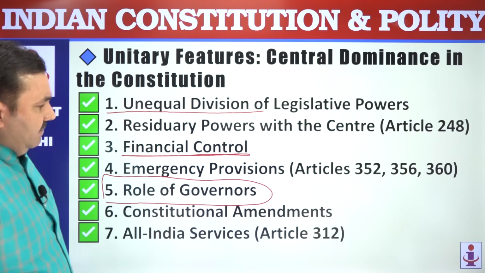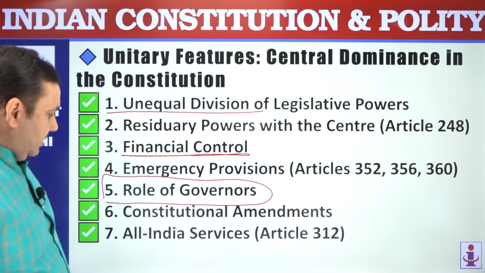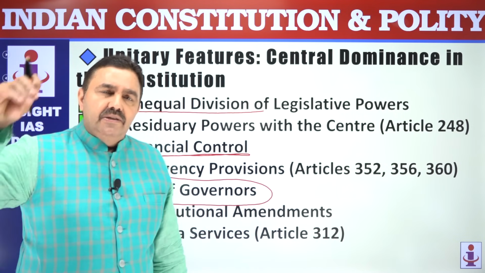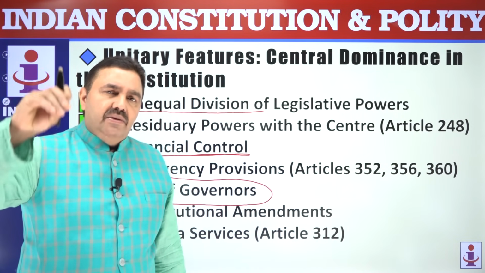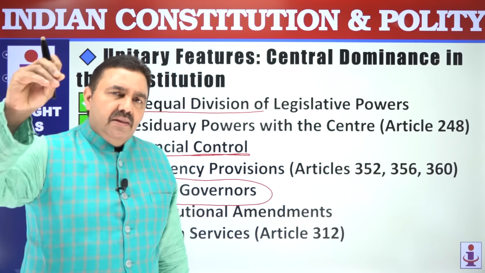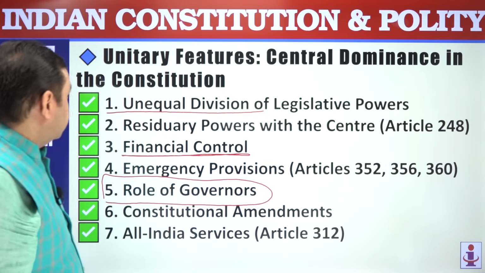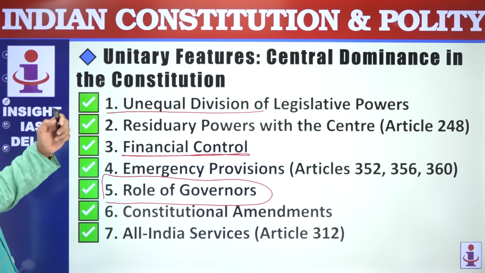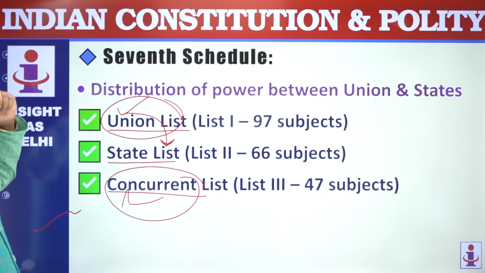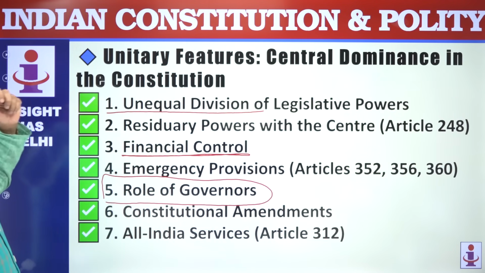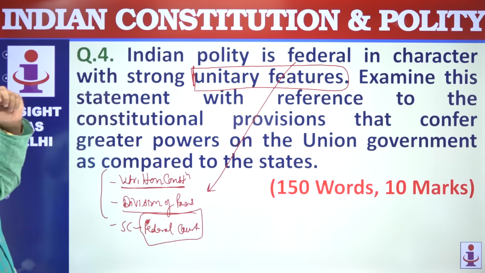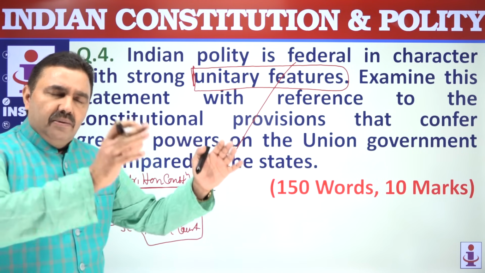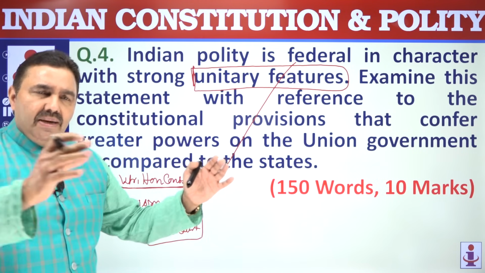Constitution amendments can be made by parliament or the central government. All India Services, Article 312, also ensures that there is a greater effective control of the center on the state apparatus. These are strong unitary features in the Indian Constitution. So these unitary features ensure that there is a greater control of the center, there is a bias in favor of the union government or unitary measures.